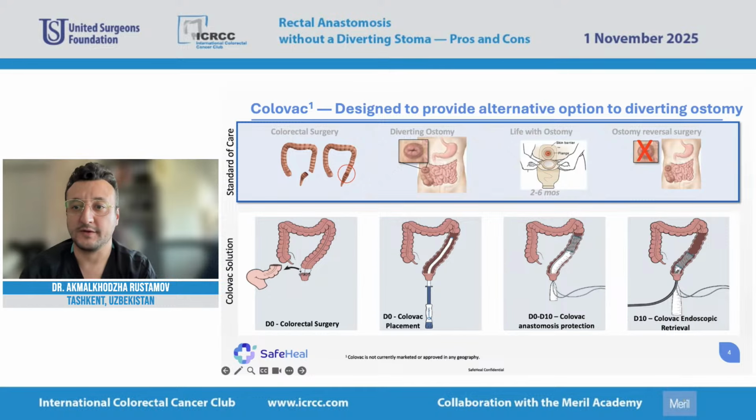Patients face dehydration, electrolyte imbalance, skin irritation, and even hernias. Living with a stoma affects diet, mobility, and for up to 30% of patients, the temporary stoma is never reversed. So while diverting ostomy prevents leakage-related mortality, it introduces new morbidity and drastically reduces quality of life. The clear unmet need is a safe, temporary, internal method of anastomotic protection. The Colovac solution reimagines this entire pathway. Instead of diverting feces externally, the device provides temporary internal protection.